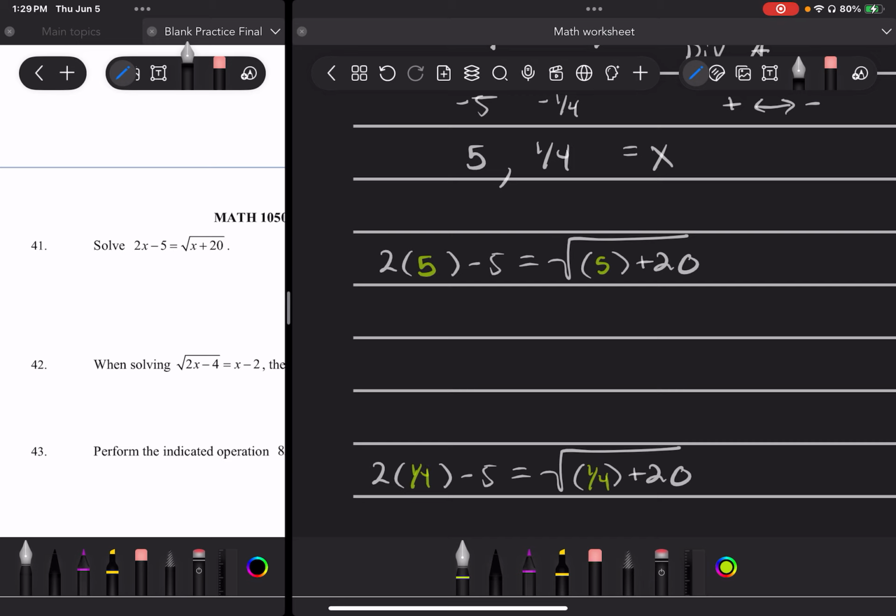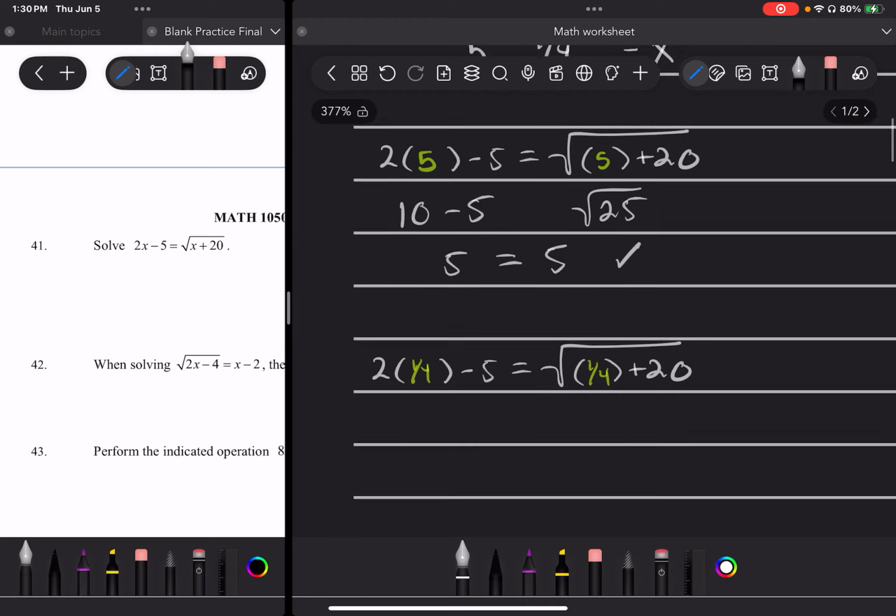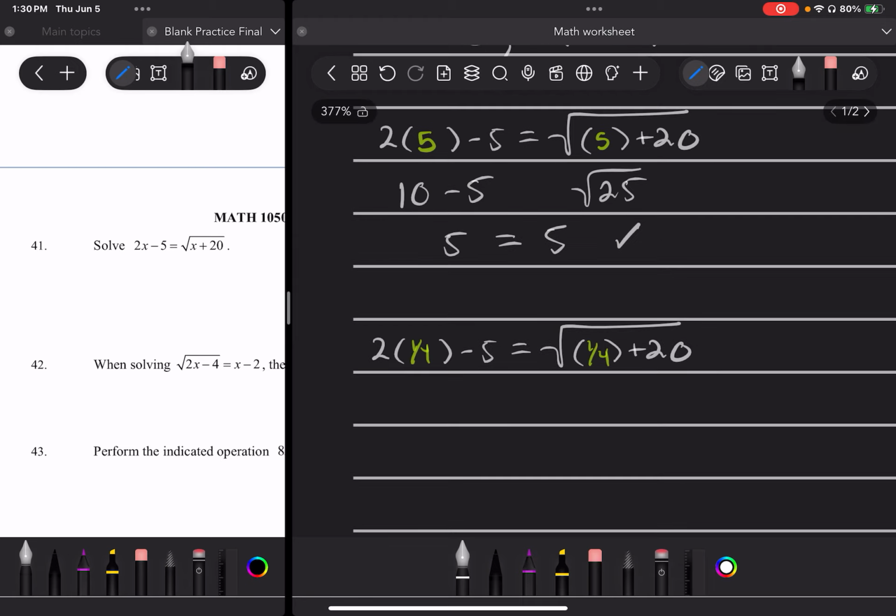Okay, let's go ahead and solve. So the first one is going to be 10 minus 5, which is positive 5. This adds up to 25, and when rooted, we get 5. So this gets a check mark because it is a possible solution. So this is our solution.